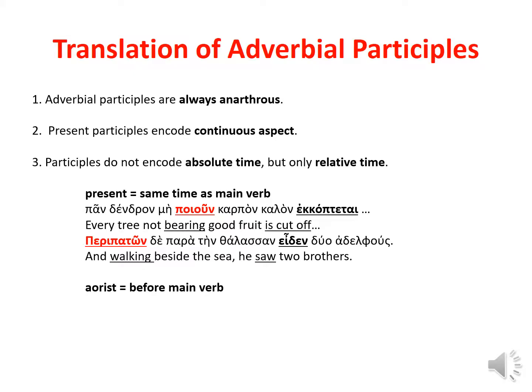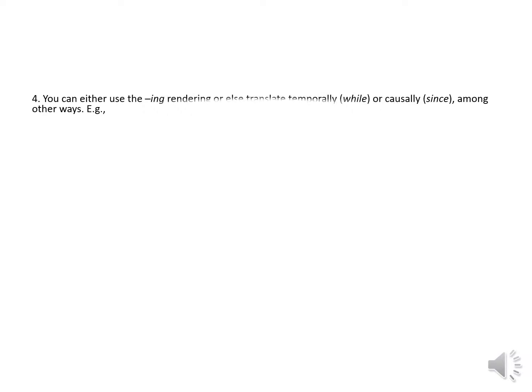When we get to the aorist, we'll see an aorist participle will be happening before the action of the main verb. And a perfect participle before the main verb, but with present consequences. Okay, so with the present participle, we typically use an ing rendering. So in the previous example, walking, just simple ing rendering for the present participle. But we also have other options. We can actually expand the translation of the participle in English. Often you can translate the participle temporally, adding the word while before it, so while walking. Or you can translate it causally, adding since.